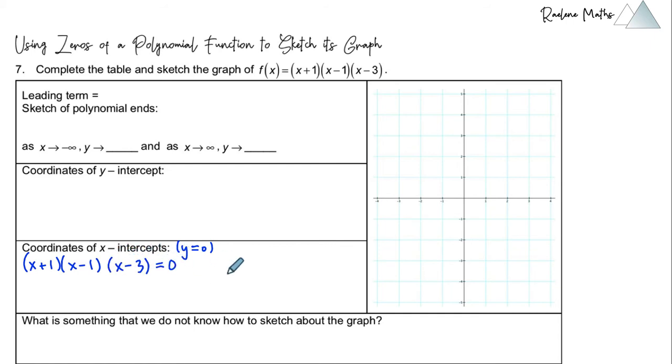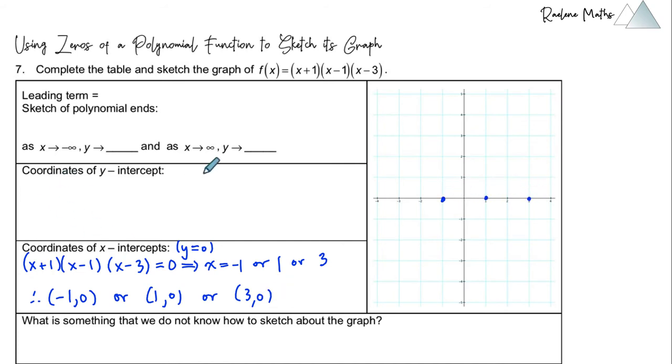And by the zero product property, either x equals negative 1, so I'm going to write it like this, x equals negative 1 or positive 1 or 3. And from here we can write the coordinates as ordered pairs: negative 1 comma 0, or 1 comma 0, or 3 comma 0. So I'm going to plot those points on my grid over here.